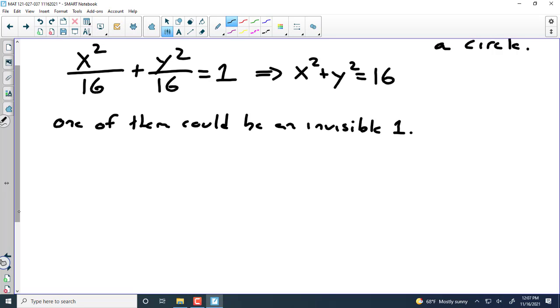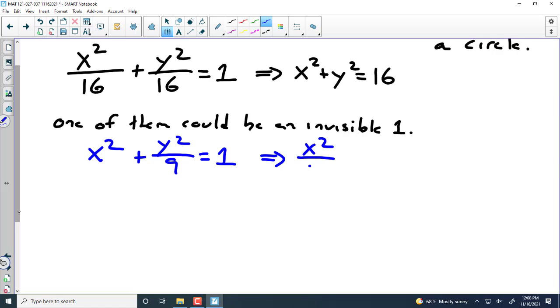One of them could be an invisible 1. It doesn't really look like an ellipse because it's not a fraction, but this could be rewritten as x squared over 1 plus y squared over 9 equals 1. So one of them could be an invisible 1. That's okay for an ellipse, to have an invisible 1 underneath there.